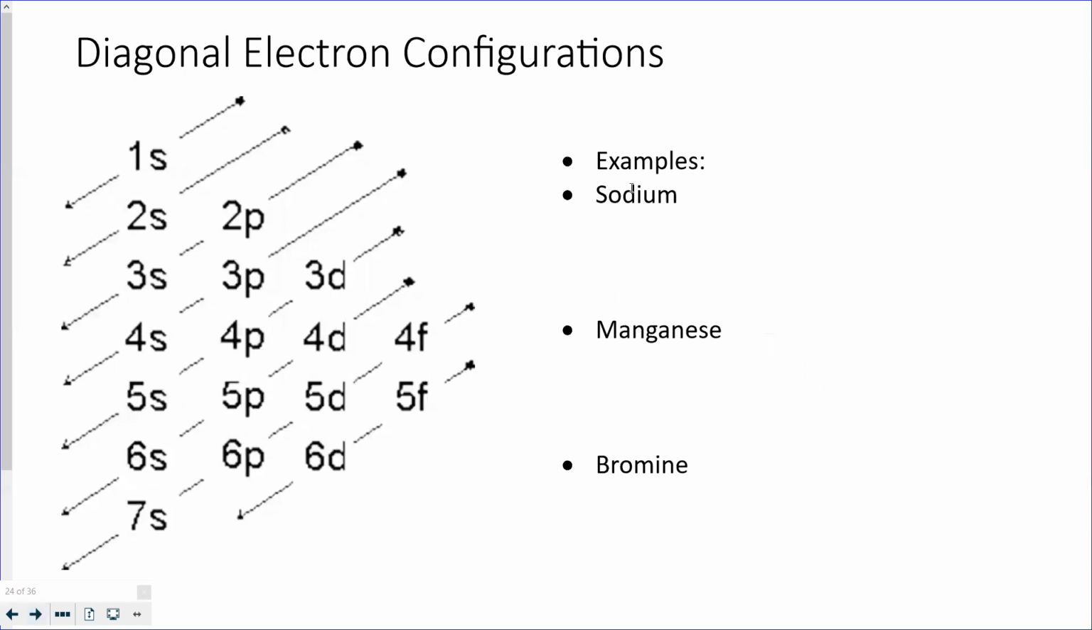So first one we're going to do is sodium. And I'm going to show you how to use the diagonal as we go through writing this out. So sodium, if you look on the periodic table, is number 11 on the periodic table. That means that we have 11 electrons that we need to fill in around the nucleus.